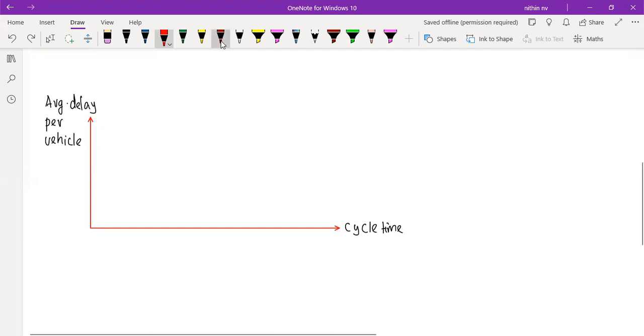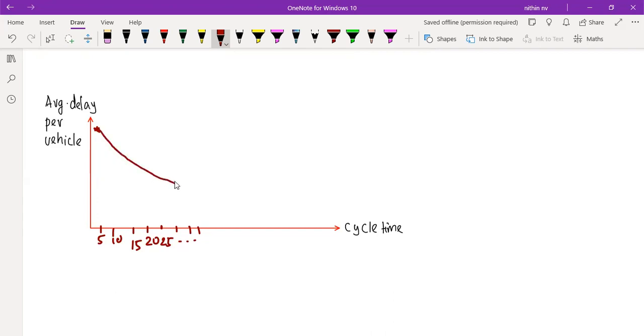Now, what we have understood in the traffic study is that whenever the cycle time is very small, say 5 seconds, 10 seconds, 15 seconds, the delay will be very high. And as you keep increasing the cycle time, like 20, 25, what we have understood is the average delay per vehicle keeps on decreasing.